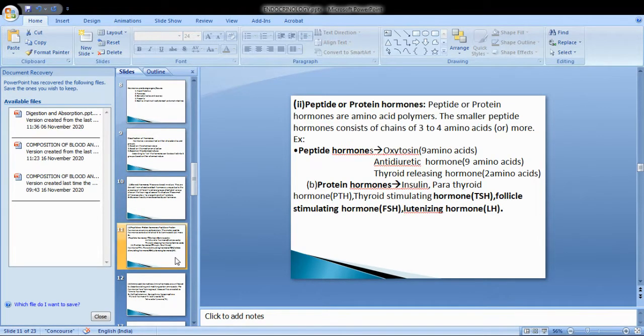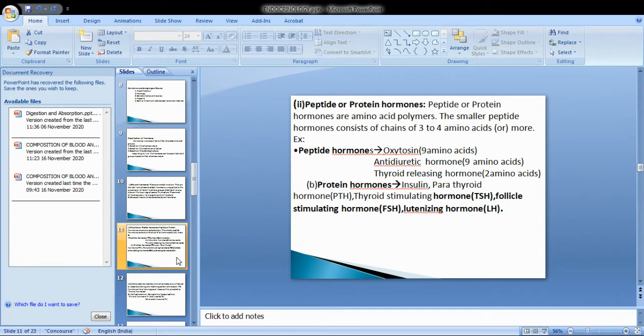Next, peptide hormones are also known as protein hormones. Peptide or protein hormones are amino acid polymers. All proteins are amino acids, but all amino acids are not proteins. The smaller peptide hormones consist of chains of 3 to 4 amino acids or more.